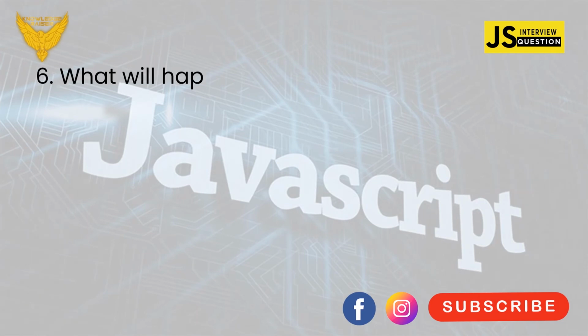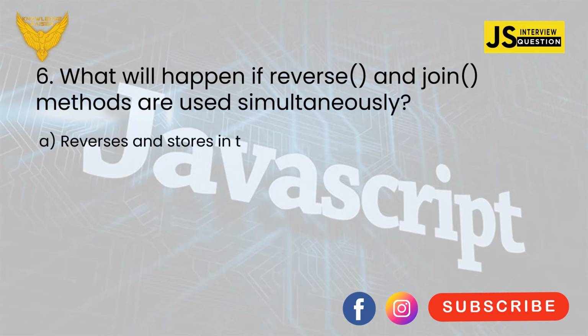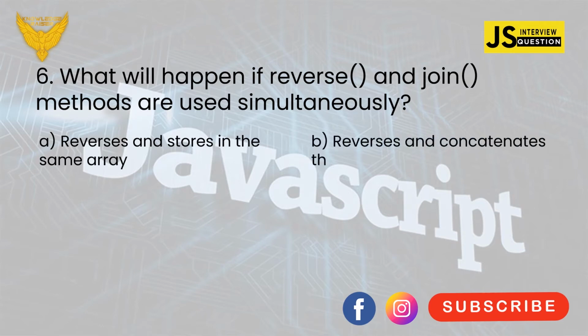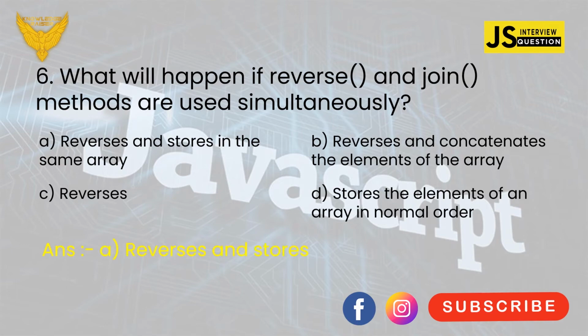Next question number 6. What will happen if reverse and join method are used simultaneously? A. Reverse and stores in the same array. B. Reverse and concatenates the elements of the array. C. Reverses. D. Store the elements of an array in normal order. Answer होगा A. Reverse and store in the same array.